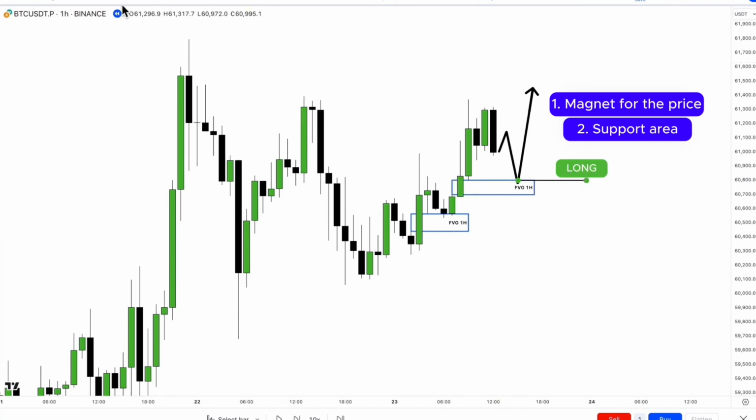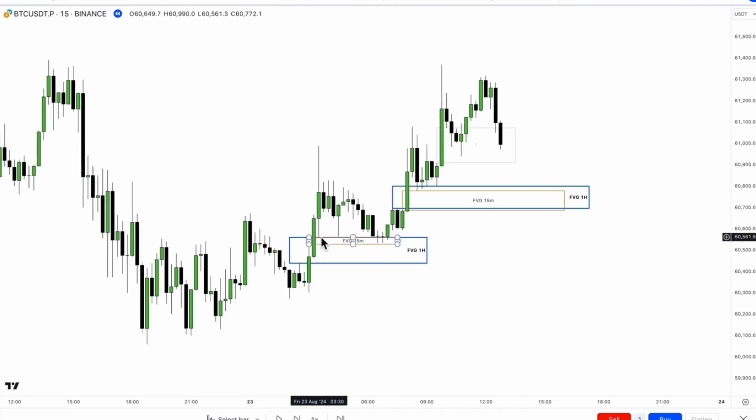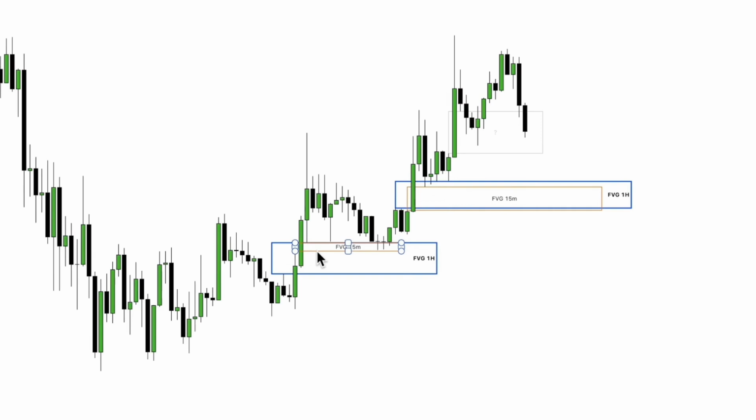Now let's switch to the 15-minute time frame. Here, the 15-minute imbalance within the hourly one is marked. This is done to narrow down the potential area of interest where we can expect a price reaction. Such a situation is typical. Every inefficiency is reflected on the lower time frames as well, and finding the spot where they overlap allows for more accurate predictions of possible price reversals.